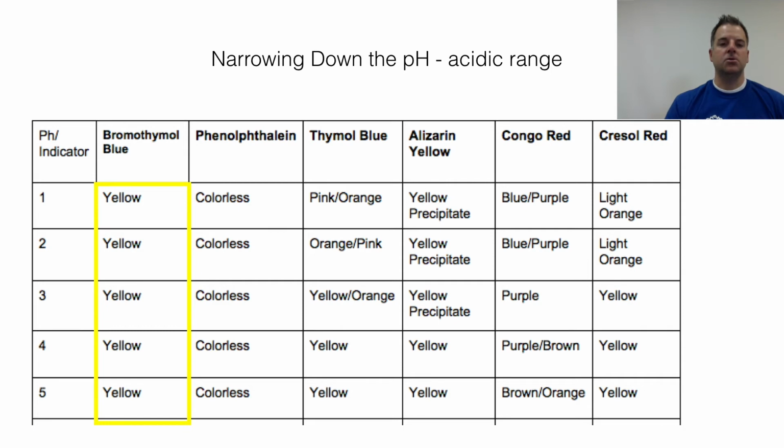The next step is we need to choose another indicator that we can use to narrow down the pH range. So let's think about phenolphthalein. Would this give us any more information?